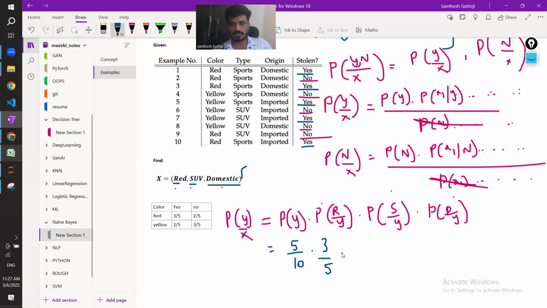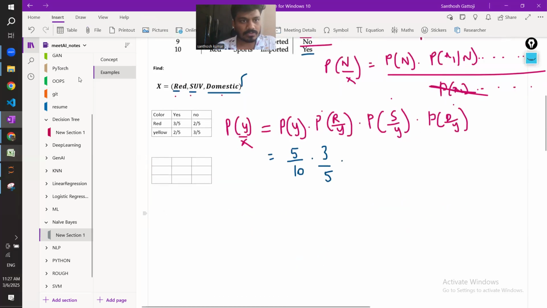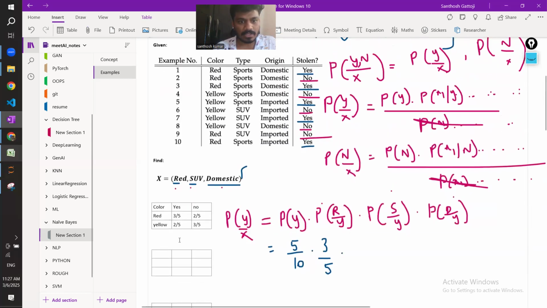Into now, what is this SUV? SUV will come from type. So over there, we will again create one more table. This is a contingency table. Here we are having type, and this will again become yes and this will again become no. In type, you are having sports and SUV.